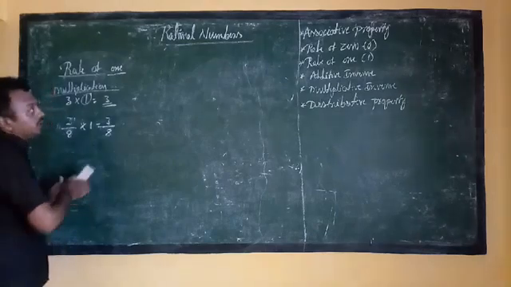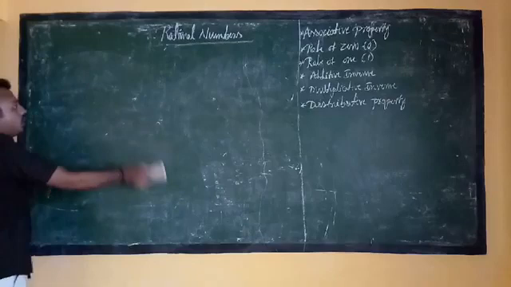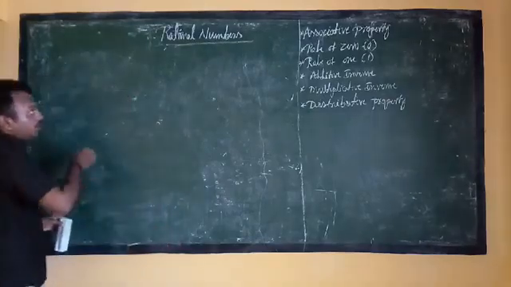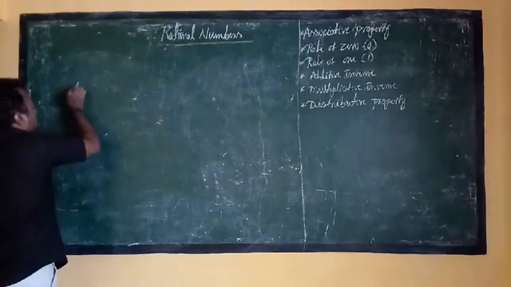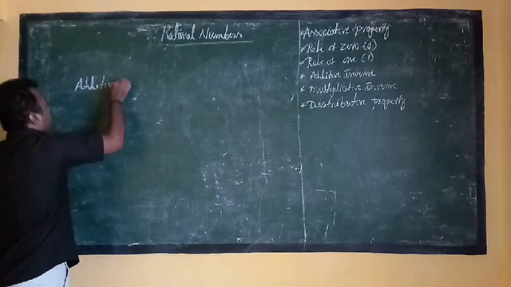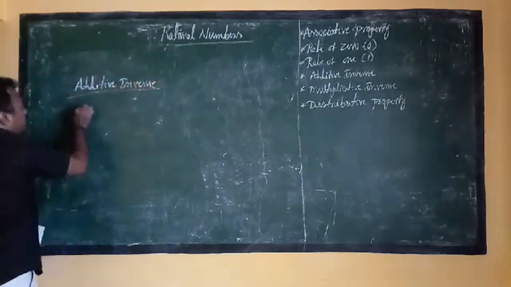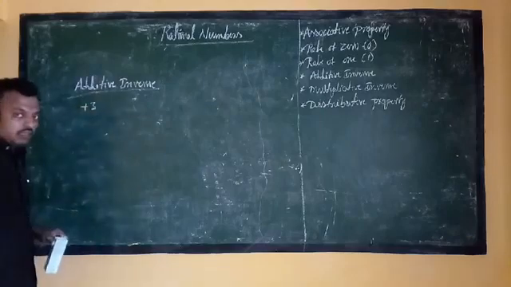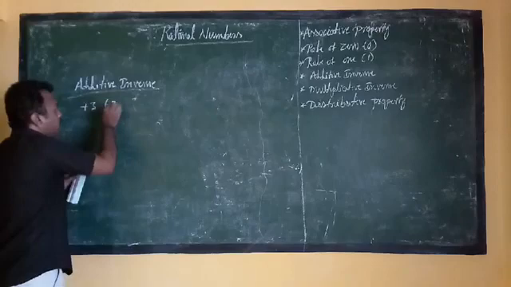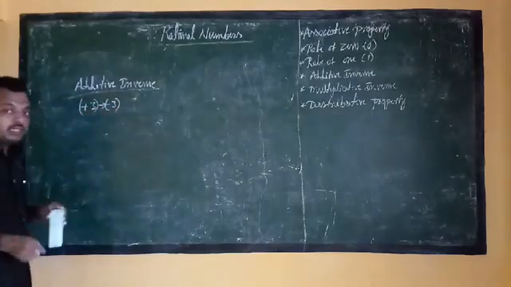Got it? Next, additive inverse. What is the meaning of additive inverse? Do you know the additive inverse? Yes, we have learned it in last year's classes. See students, plus 3 is one of the rational numbers. So what is the additive inverse of plus 3? Minus 3. Got it? Plus 3, the additive inverse is minus 3.